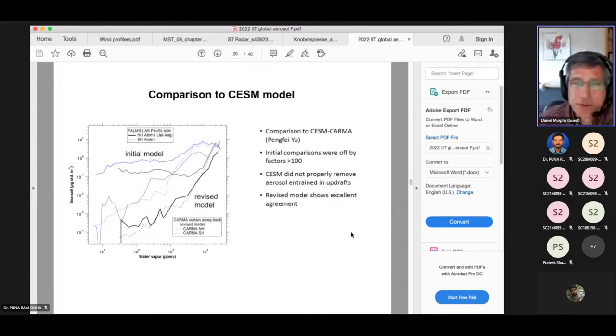This is a comparison to a different model, the Community Earth System Model run by Pengfei Yu. The upper solid curves there are the initial model, which was off by factors of more than 100. And Pengfei found a mistake in the model, where it was not properly removing aerosol that was entrained in updrafts. This is a very specific situation. You have a parameterized convective storm, and then there is another parameterization that says there is entrainment into the air that's going up into the updraft, and it wasn't removing the aerosol properly. And he fixed that, and there's now a revised model that was really an excellent match to the observations.